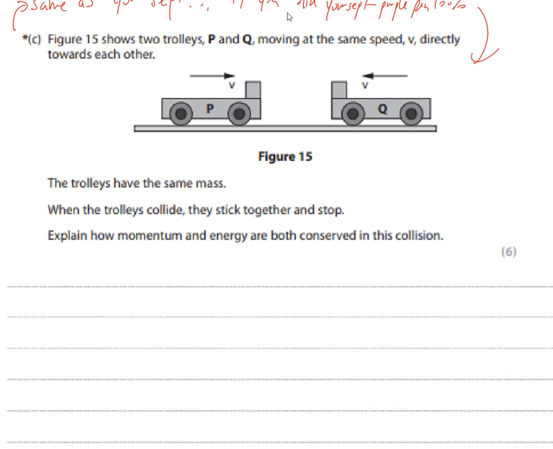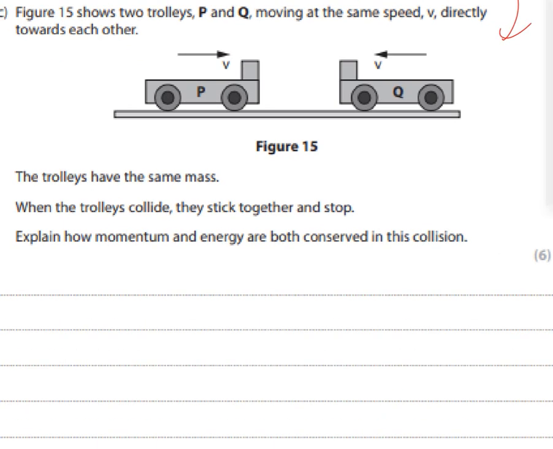We got 2 trolleys. Yeah, we got trolley P and trolley Q. Now they have the same speed. They're going towards, here we go, V and V. They're going towards each other. Now they have the same mass. Now when they collide, they stick together and they stop. So we know they stop.